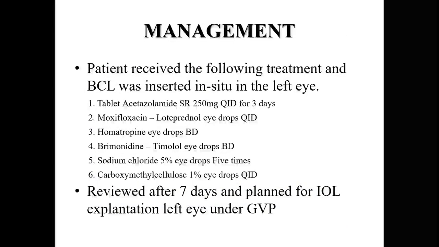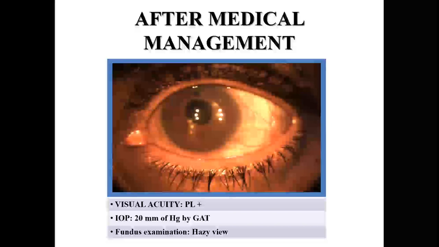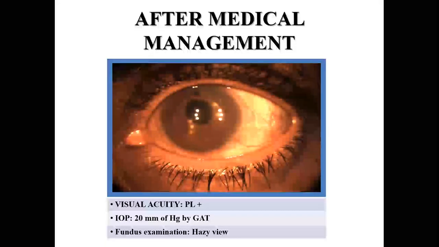So initially, we managed this patient medically. A BCL was inserted in C2. And the patient was managed on tablet acetazolamide 250 milligrams 4 times a day for 3 days, antibiotic steroid eye drop preparation QID, Homide BD, topical IOP lowering agents BD, sodium chloride 5% eye drops 5 times a day, and lubricating eye drops 4 times a day. And the patient was reviewed 7 days later and was planned for IOL explantation of the left eye under guarded visual prognosis.